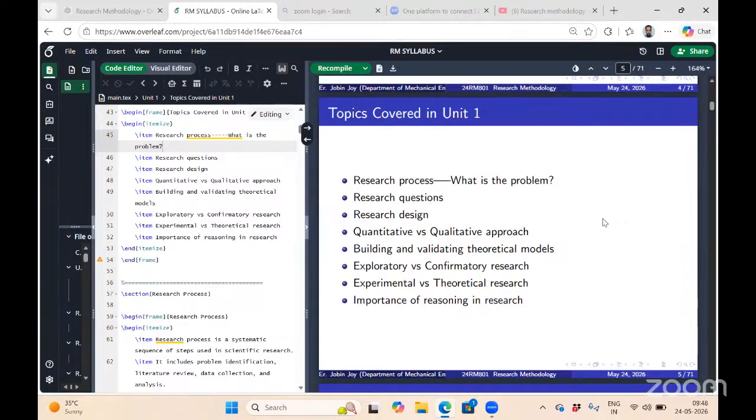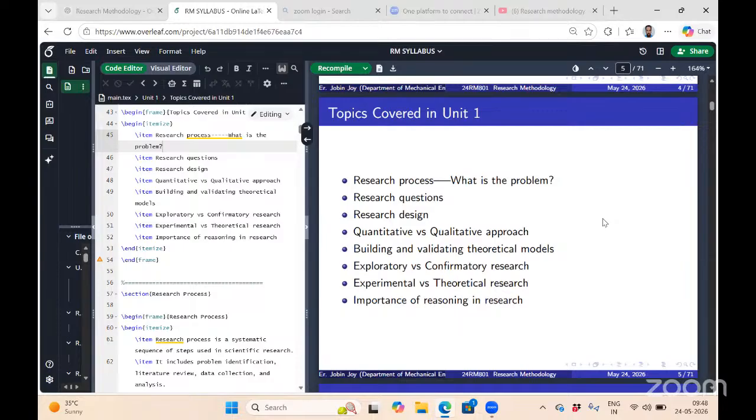Then the importance of building and validating theoretical models. A theoretical model is the mathematical or conceptual representation of the actual system. So, for example, I have a robot simulation model that actually represents the actual robotic system, right? Fluid flow equation, economic prediction model, supply chain simulation, digital twin model, etc. So these are examples of theoretical models. Theoretical models are conceptual or mathematical representations of the actual system. The best example is the robot simulation model.